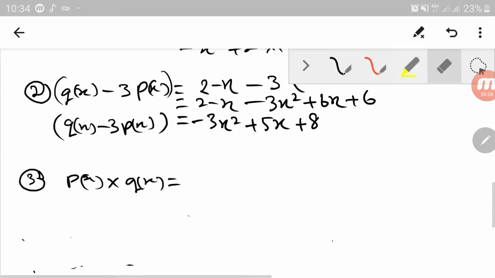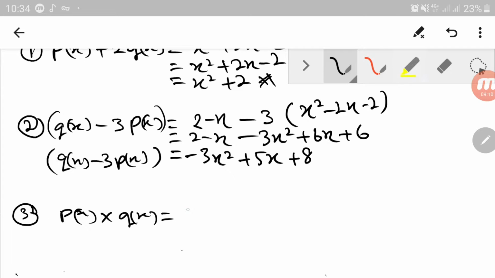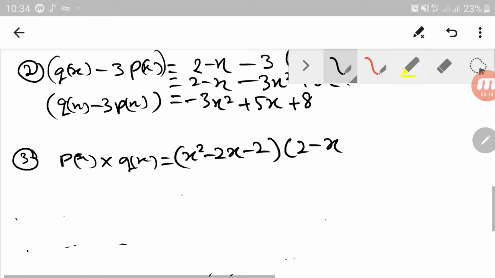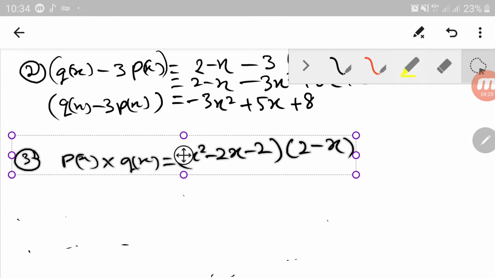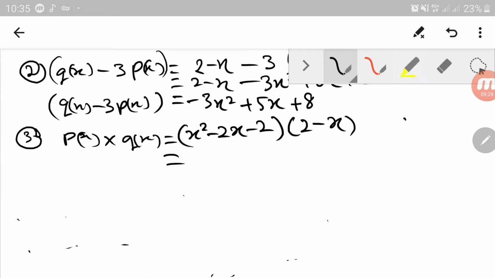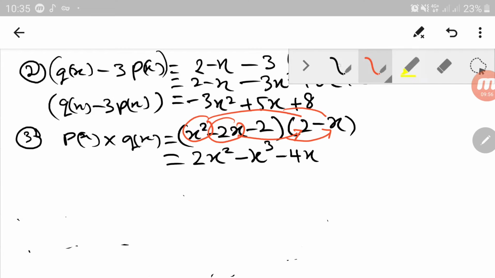Okay, now next one is a multiple. So multiple P is x squared minus 2x minus 2, and then multiple 2 minus x. This one I bring up top again, a little bit further. No need for brackets. So x squared with 2, it's 2x squared. X squared with minus x is minus x cubed. And then minus 2x with 2 is minus 4x, minus 2x multiplied by minus x is plus 2x squared.